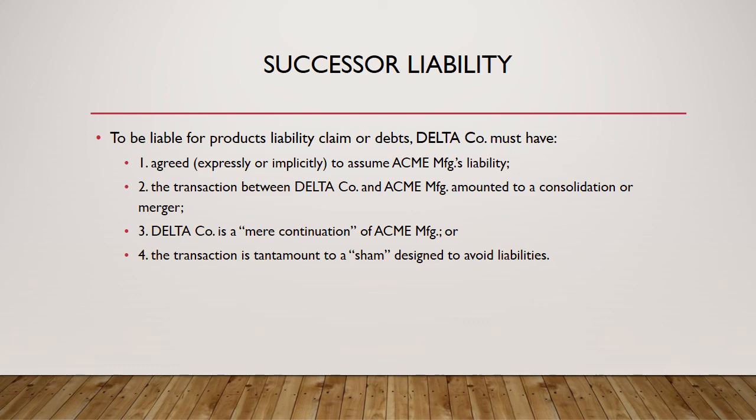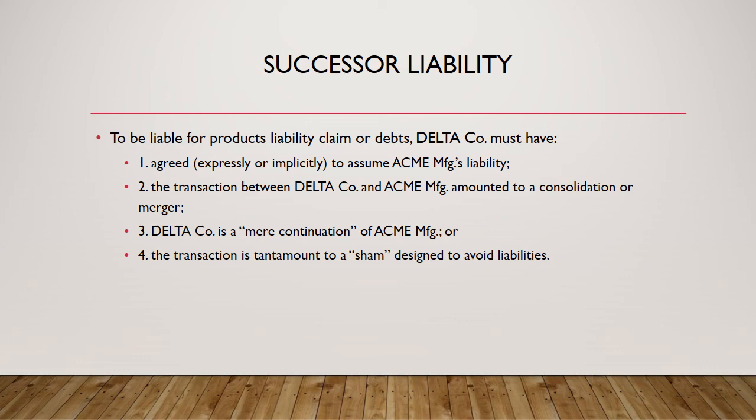Also, if Delta Co. is just a mere continuation of Acme Manufacturing, that could be a basis in which Delta would be liable for the products liability claim or the potential debts. In the continuing entity theory, this is basically the thought that there's really little change between Delta and Acme. So it's almost like a name change. Delta is now the name, but the seller's location is the same, the employees are the same, the shareholders and the directors remain the same. It's a very small change.